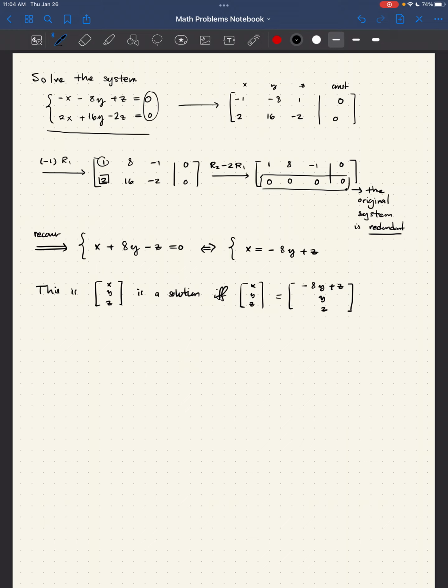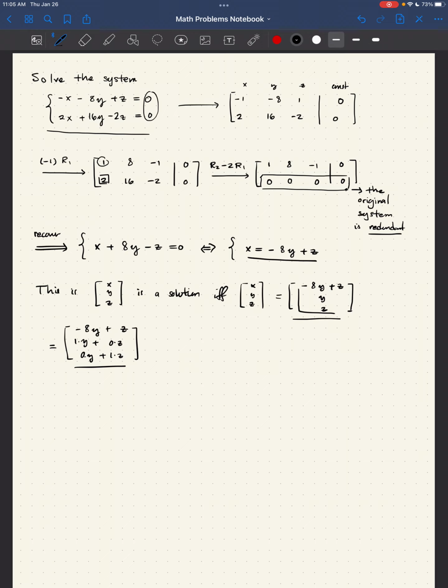But just wait for a second, because I'm going to produce a more elaborate version of this vector. So now I'm going to transform this into this fashion: -8y plus z, y plus 0z, 0y plus 1 times z. Of course, these two objects are identical, right? And these conditions that we have here are drawn from this equation.